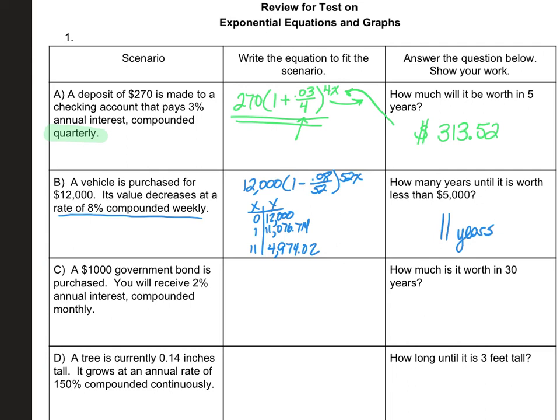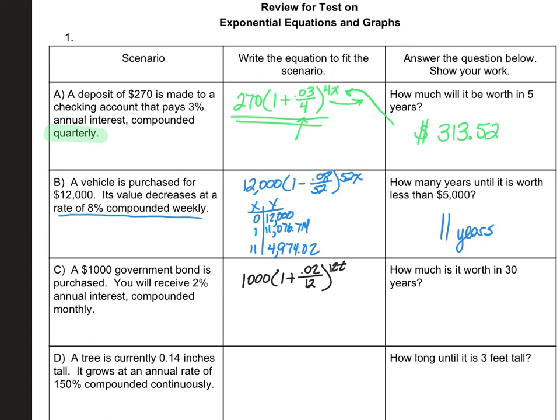All right, it says next, a $1,000 government bond is purchased. You will receive 2% annual interest compounded monthly. So our starting amount is going to be the $1,000. And since this is increasing in value, we will have a plus sign. It is 2% annual, so that will be the percentage that goes in the top. Compounded monthly, 12 months in a year, so that value is 12, and so is the exponent. I'm going to use a t here just to change it up. So this would be our scenario.